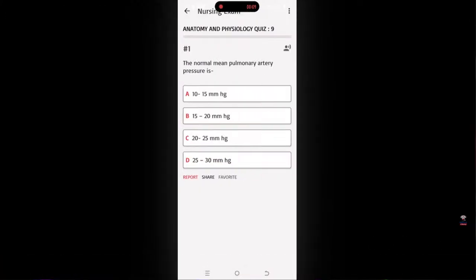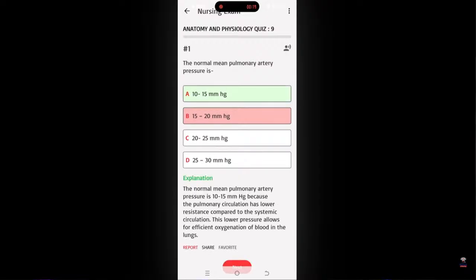The normal mean pulmonary artery pressure is A. 10 to 15 mmHg, B. 15 to 20 mmHg, C. 20 to 25 mmHg, D. 25 to 30 mmHg. Correct answer is A. The normal mean pulmonary artery pressure is 10 to 15 mmHg because the pulmonary circulation has lower resistance compared to the systemic circulation. This lower pressure allows for efficient oxygenation of blood in the lungs.